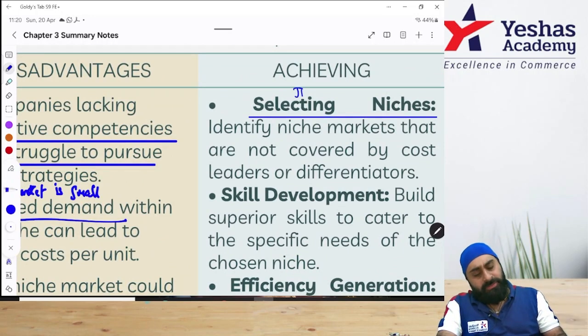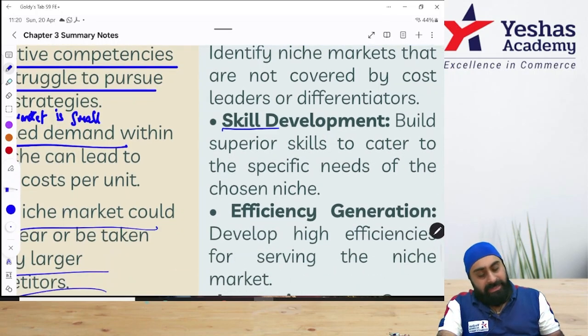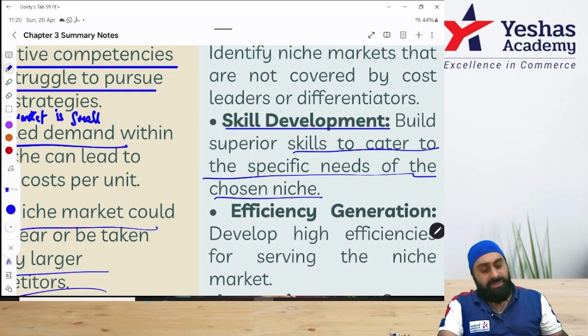Did Johnson and Johnson do a fantastic job? Johnson and Johnson, yes. Toddler Indian market where the population is growing every year. Very good niche market. Skill development. Superior skills to cater to specific needs of the chosen niche.